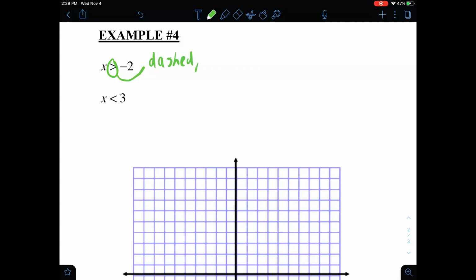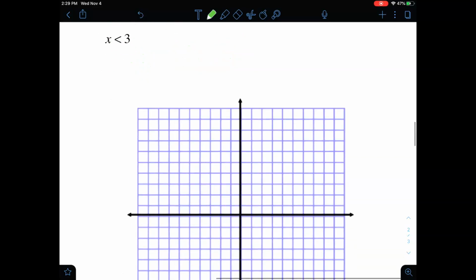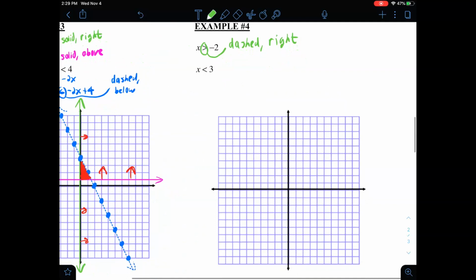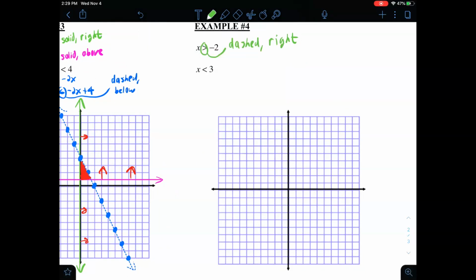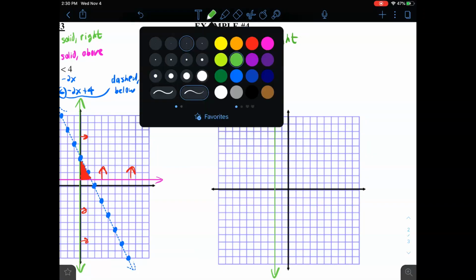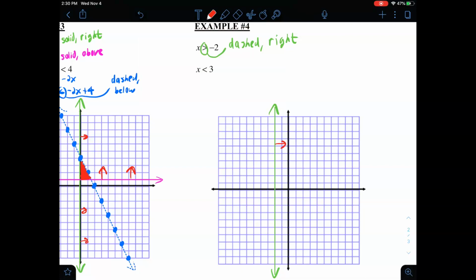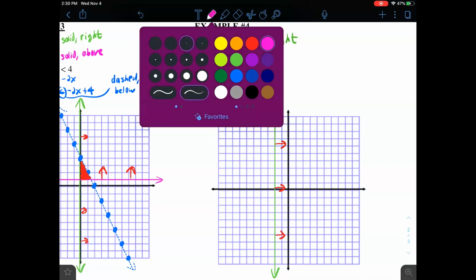Is it left or right if it's greater than? It's going to be shaded to the right. x greater than is to the right; x less than is to the left. Then let's go ahead and graph that. It's a dashed line, and we're going to do a vertical line through x equals negative 2 because it's a VUX. In HOY-VUX, it's a vertical line. We're shading to the right, so let's draw some arrows to the right all the way along the line.